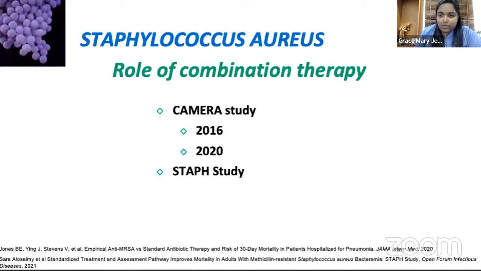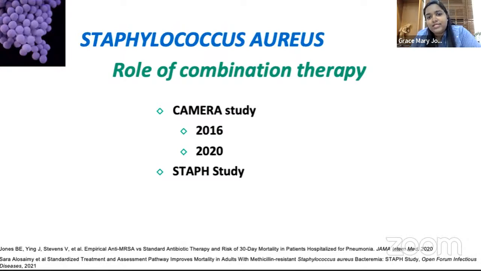So what is the role of combination therapy? Now, this is a very controversial topic, I would say. I want to just touch upon two major studies that have been done so far. That is the CAMERA study, CAMERA 1, which was published in 2016, and CAMERA 2 in 2020. And then there is one landmark study called the Staph study.